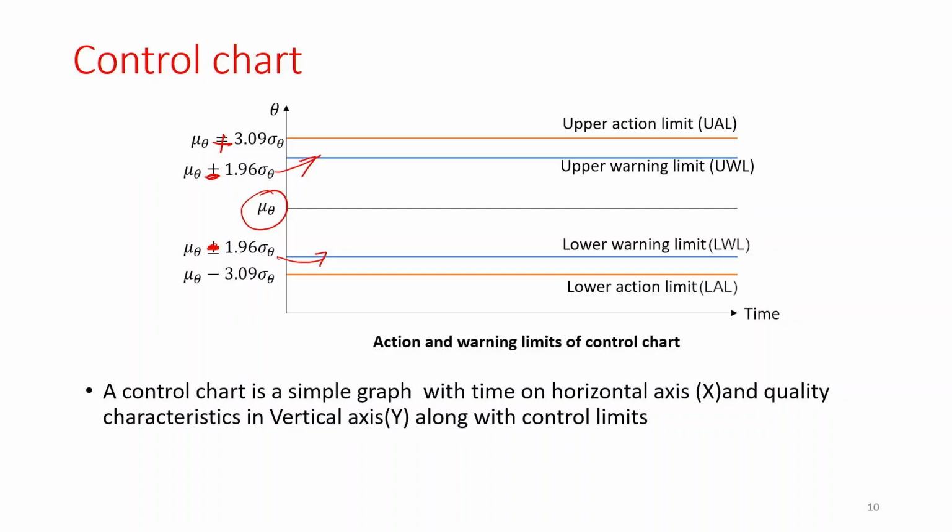So the warning limits are away from the mean by 2 times the standard deviation, and the action limits are away from the mean by 3 times the standard deviation. Roughly it is 3 times and 2 times, but the exact values are 3.09 and 1.96, because that is the z value we get if I keep alpha at 0.002 for the action limit and alpha for the warning limit at 5% or 0.05.